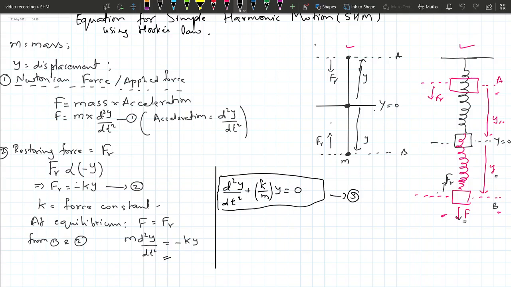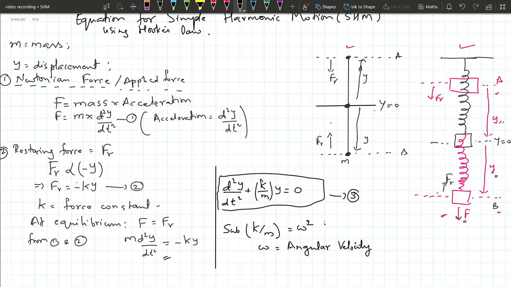Now here k is the force constant, I will do the explanation. m is the mass that is hanged to a spring, or the mass of the system which is executing simple harmonic motion. Now here I can do a substitution. I can substitute k by m is equal to omega square, where omega is nothing but the angular velocity.